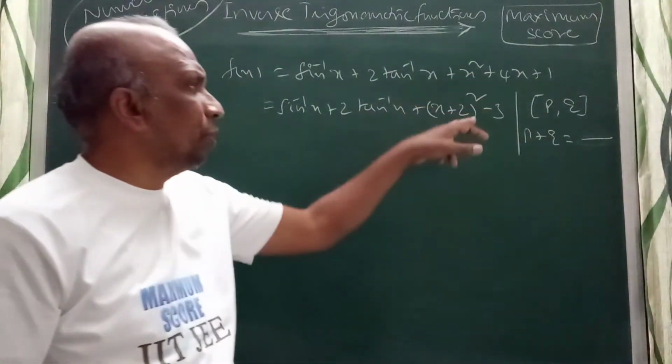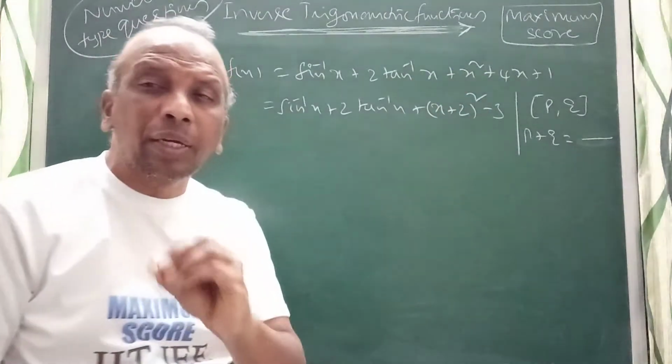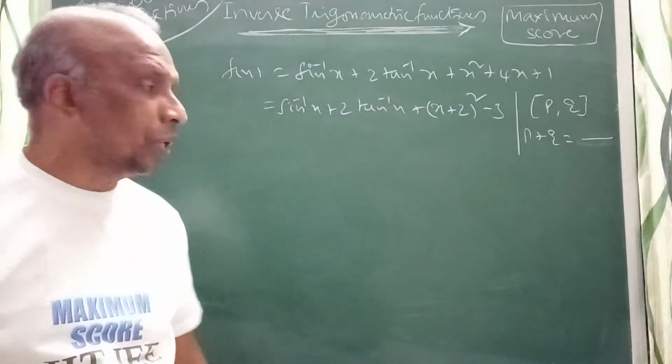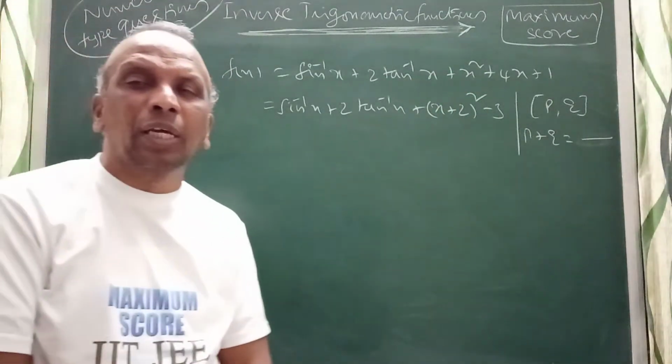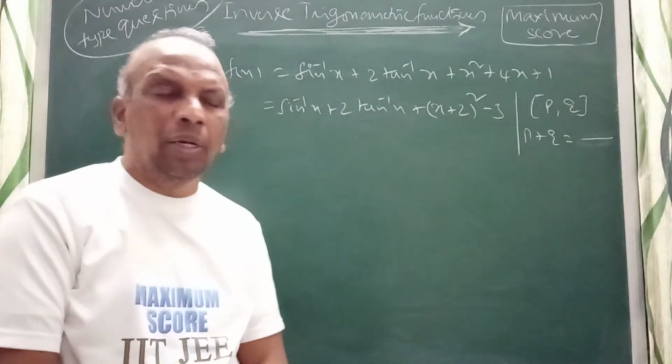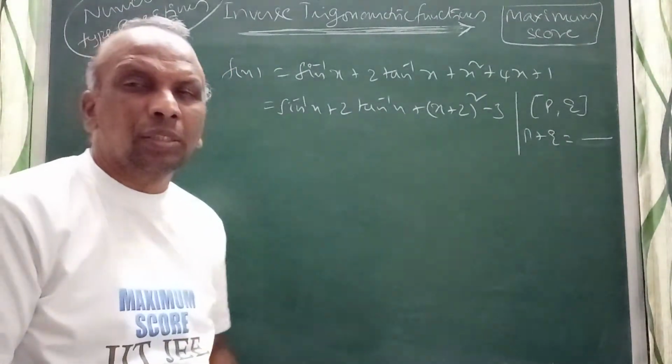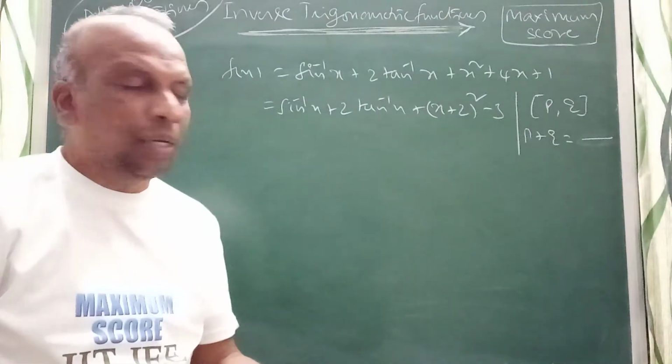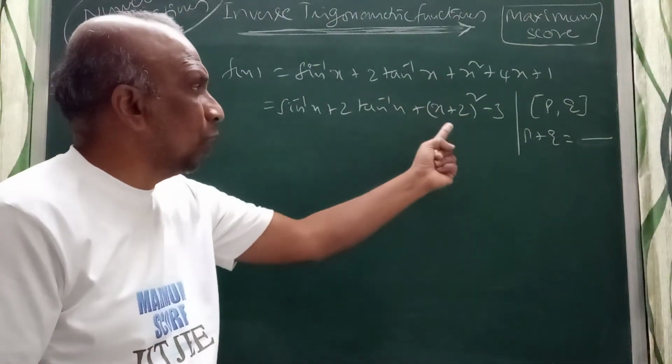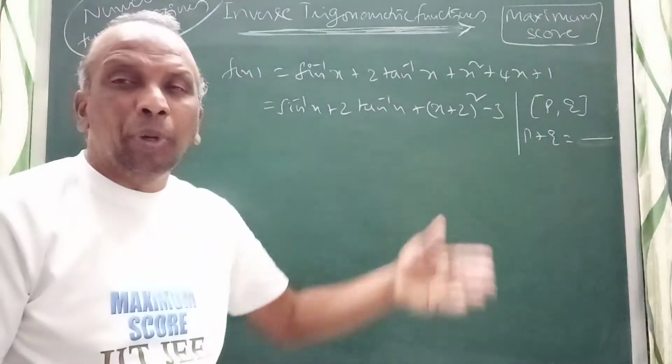(x plus 2) whole square minus 3, you can verify this. I have taken x on. But you can observe one thing. What is the domain of sin inverse x? Closed interval minus 1 comma 1. What is the domain of tan inverse x? You will get the set of real numbers. What is the domain of this one? It is a polynomial function, so here also the domain will be R.